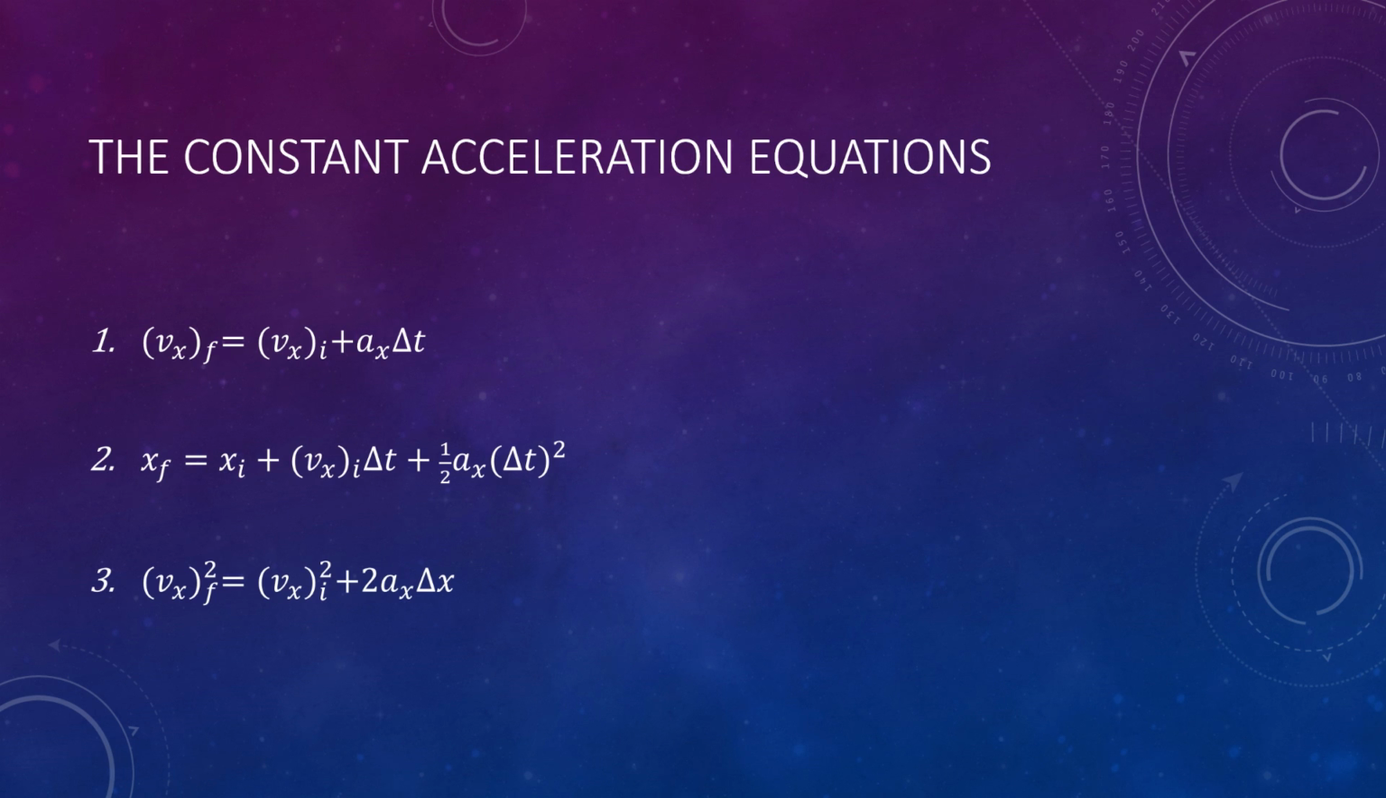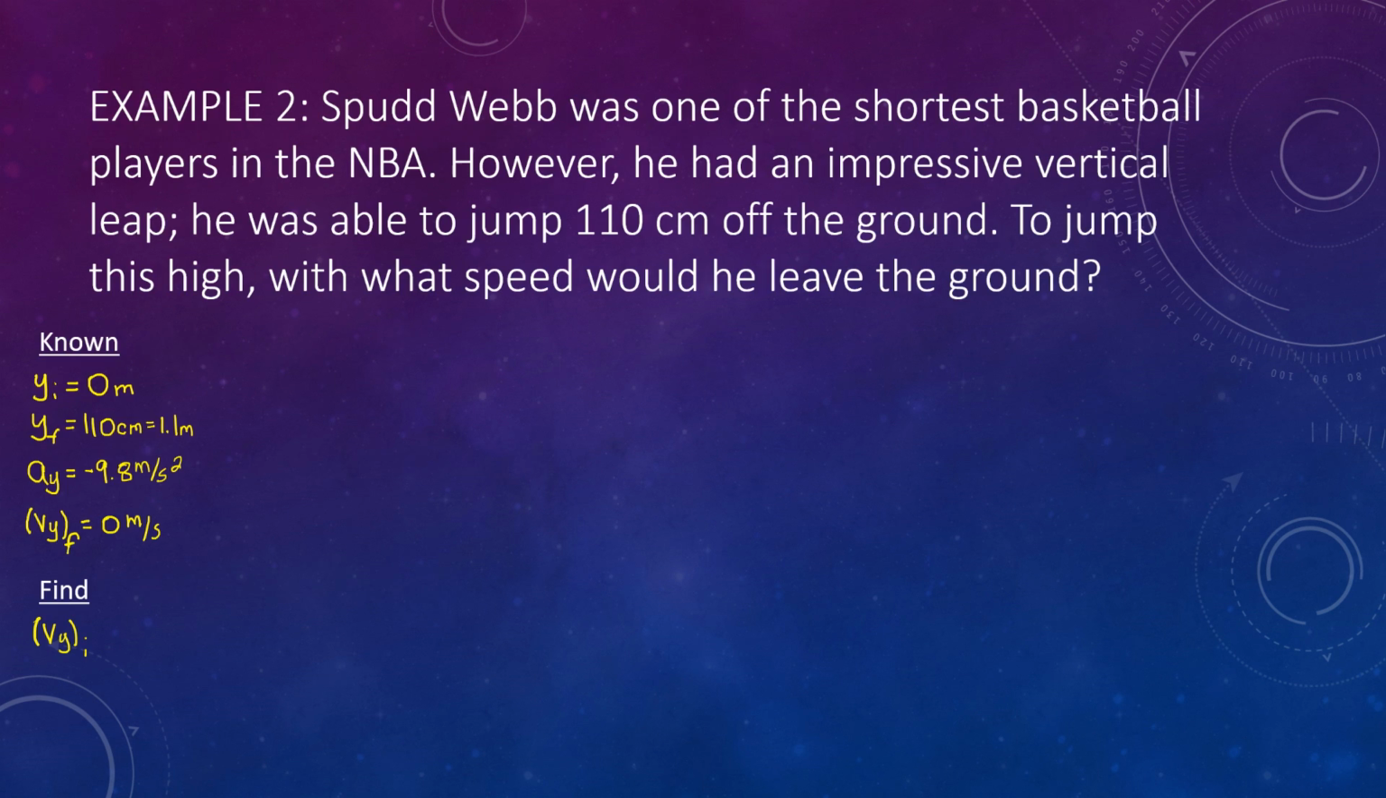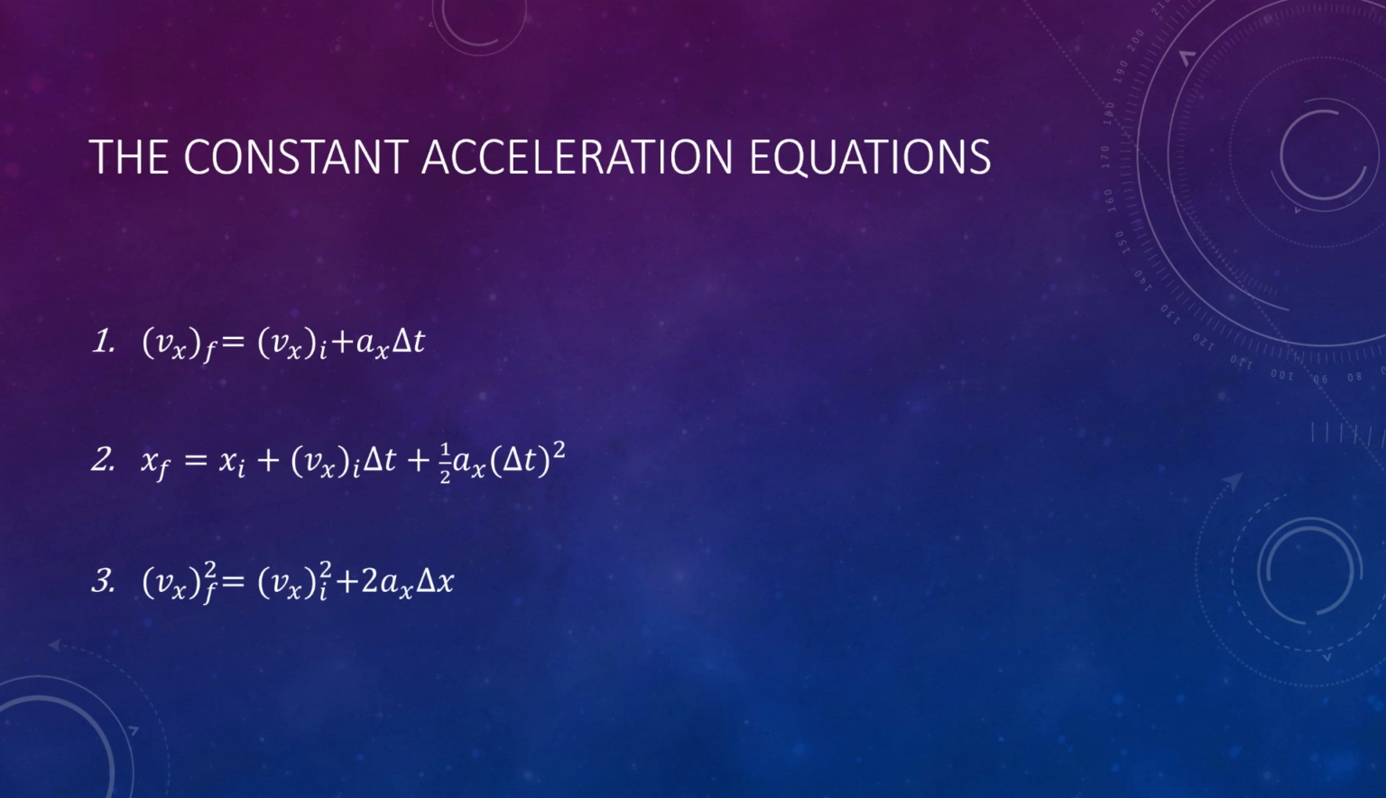In this problem, realize we do not know the time interval, delta t. We have no information about how long this jump takes. Well, if we don't know delta t, we can't use the first equation to solve because it requires us to know it, and we can't use the second equation to solve because it requires us to know it. So that should indicate we probably have to use equation 3. It is independent of time.